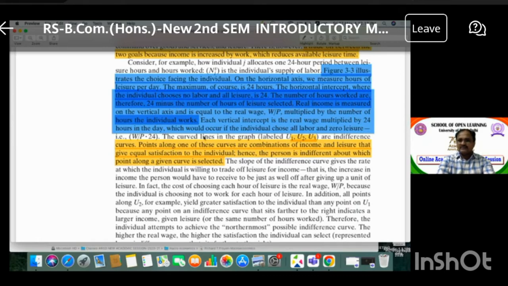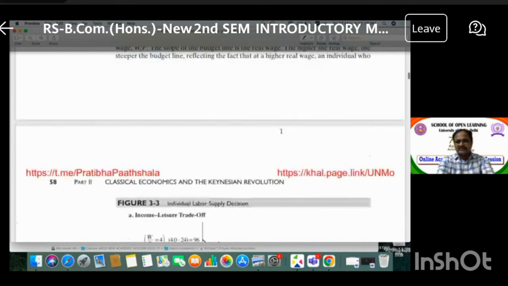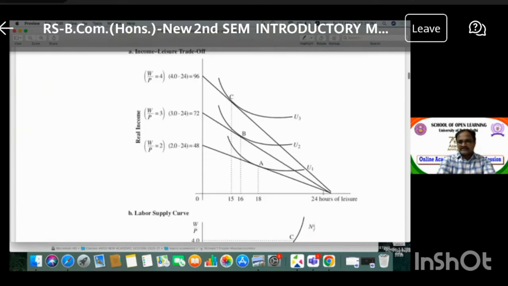If you look at this combination on the x-axis, the total is 24 hours, and zero means there is no wage. That means out of 24 hours, all 24 are leisure hours. There are no working hours, so the wage rate is zero.